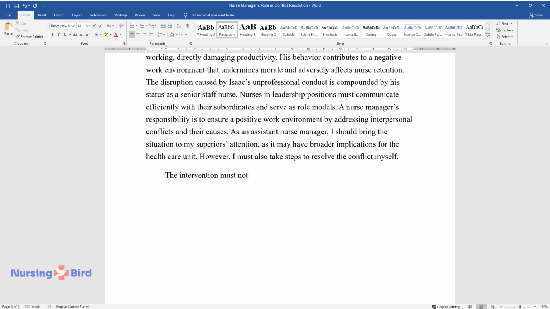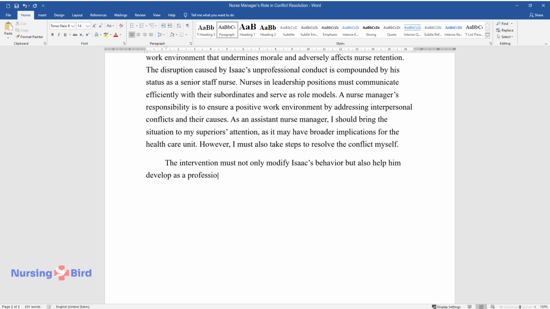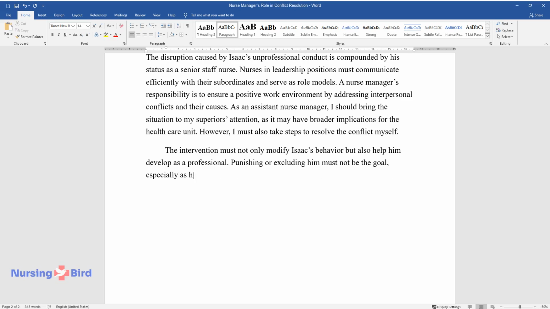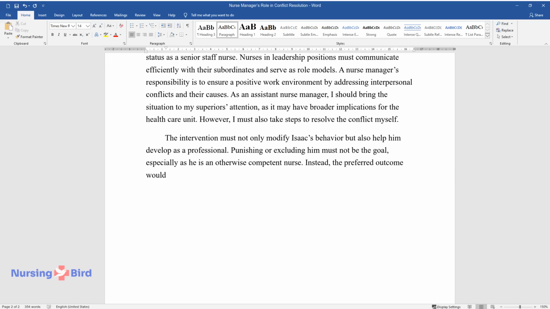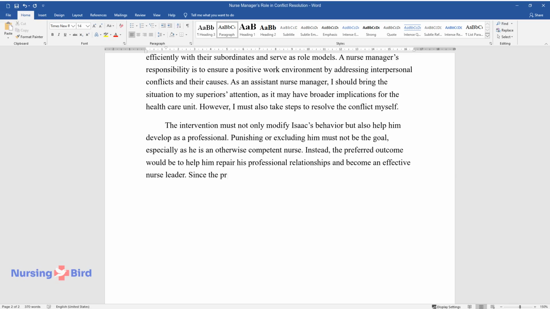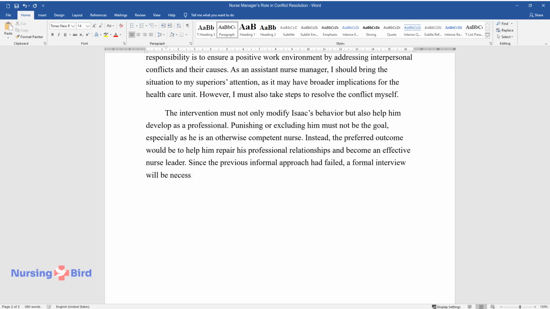The intervention must not only modify Isaac's behavior but also help him develop as a professional. Punishing or excluding him must not be the goal, especially as he is an otherwise competent nurse. Instead, the preferred outcome would be to help him repair his professional relationships and become an effective nurse leader. Since the previous informal approach had failed, a formal interview will be necessary.